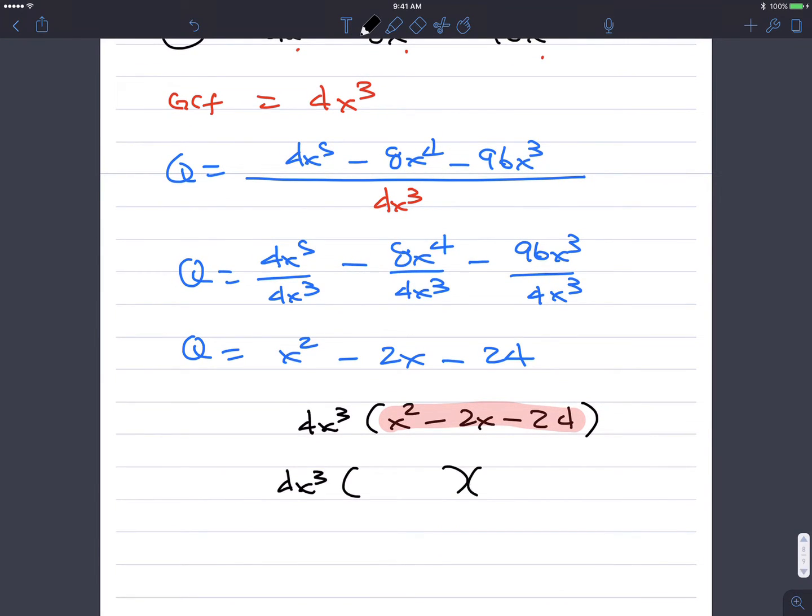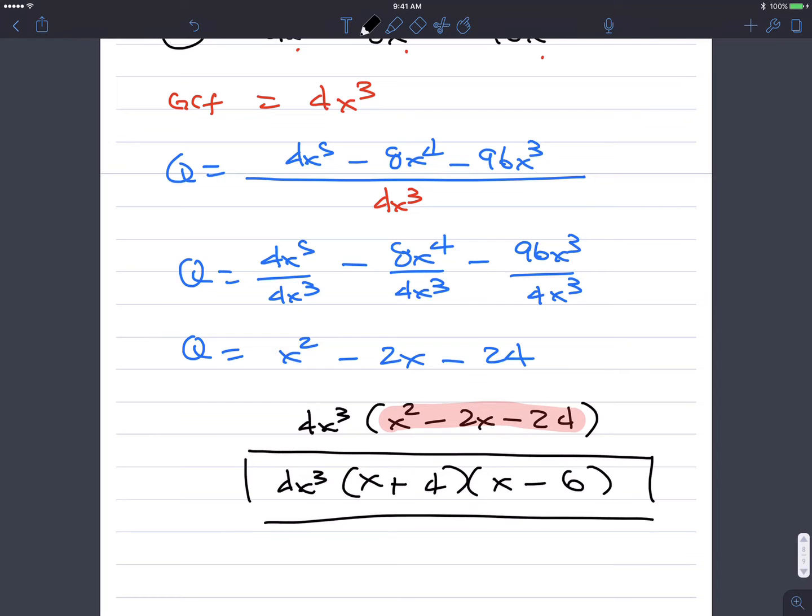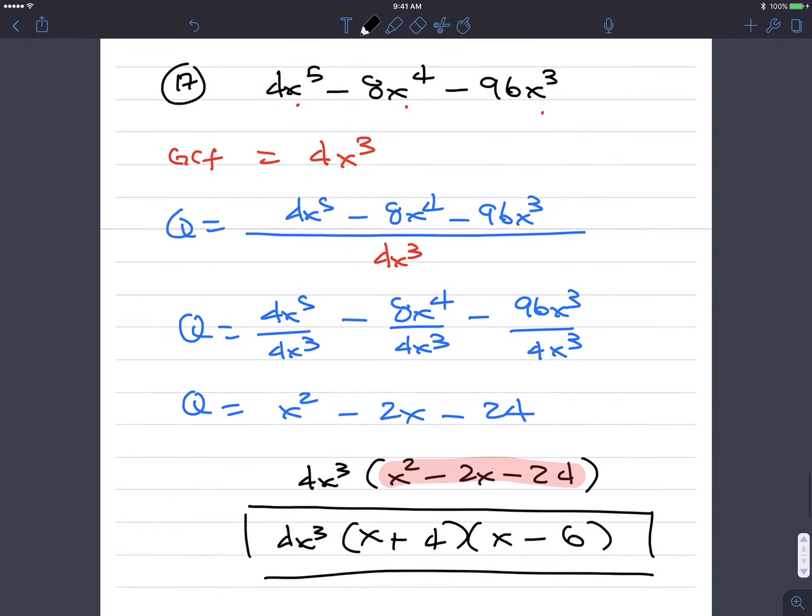4x cubed, x and x. So what two numbers multiply together is a negative 24, but when added is negative 2? 4 and negative 6. Negative 4, negative 6? No. Positive 4 and negative 6. Is it important to get the signs right? Yeah, it's very important. Absolutely. And you guys typically did that. Sometimes on tests people don't get signs correctly, but you guys pretty much consistently got your right signs.